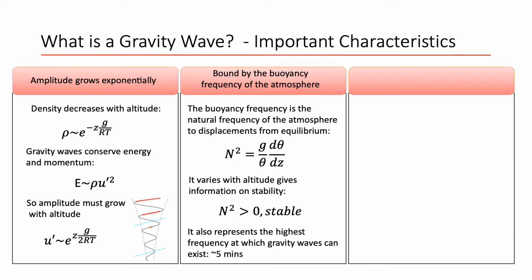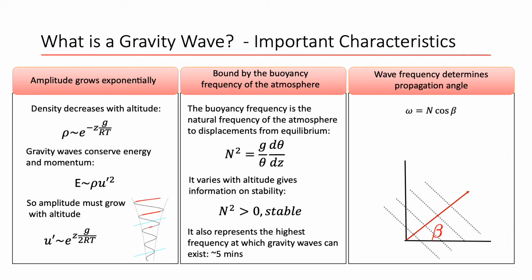If N squared is positive, the atmosphere is stably stratified. If it's equal to 0, it is neutrally buoyant, and if it's less than 0, then the atmosphere is locally unstable. It also represents the highest frequency at which a gravity wave can exist, and on average is about 5.5 minutes for the atmosphere.